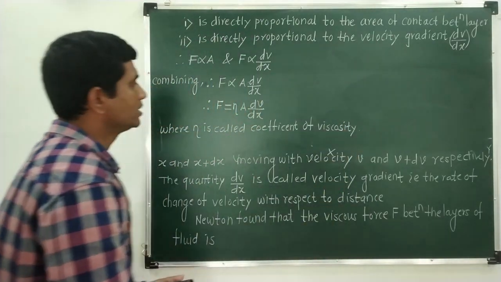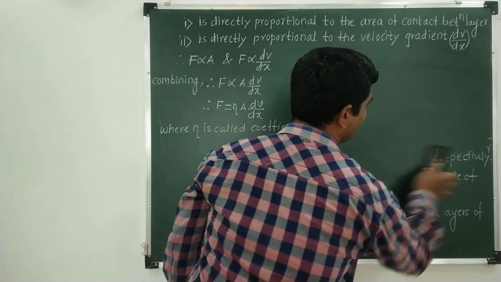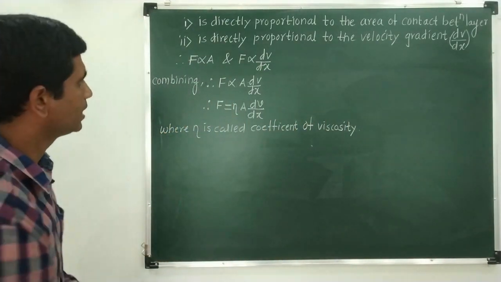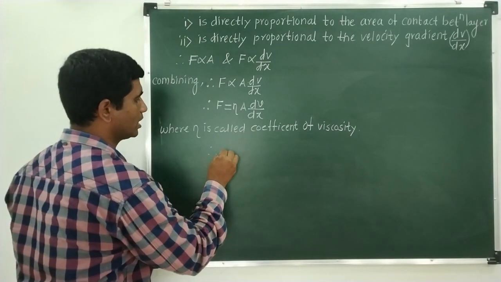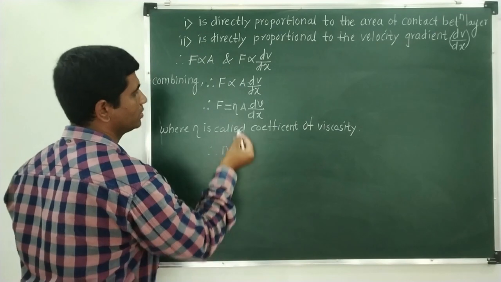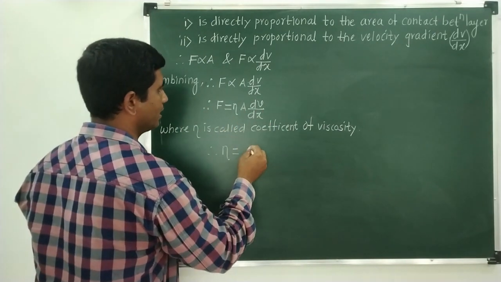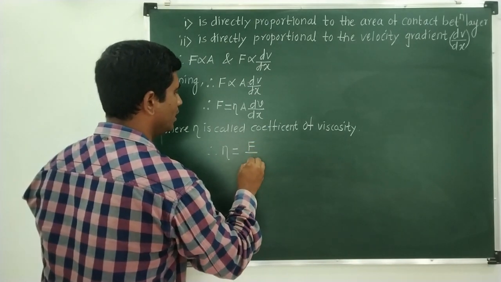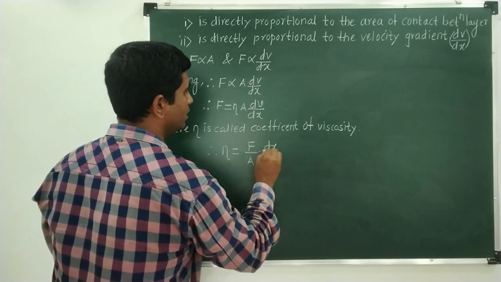This eta is called the coefficient of viscosity. Now if we rearrange this equation, we can find out the value of eta. If I transfer all the terms to one side, if I transfer this A and dV by dx to this side, I can write this in this fashion: F upon A into dx by dV.